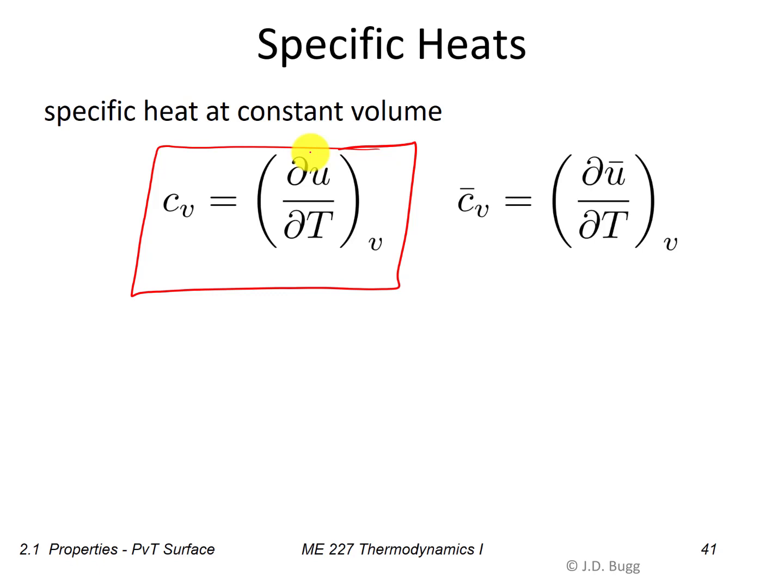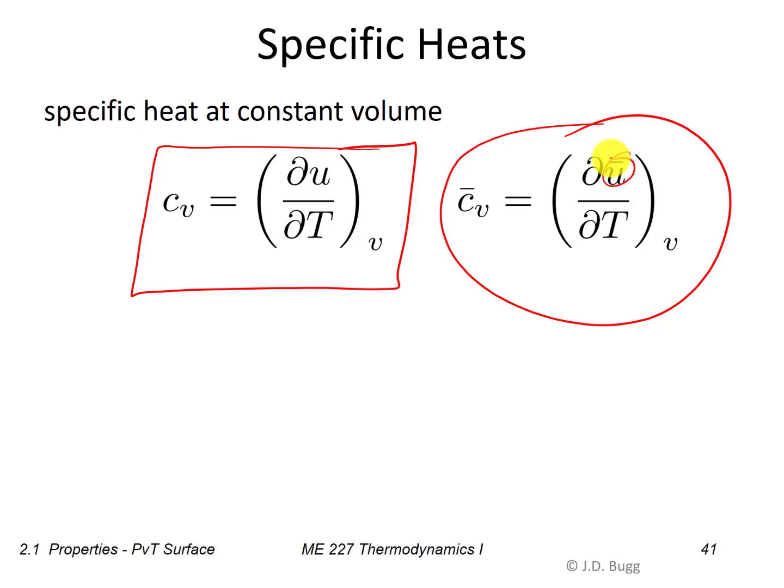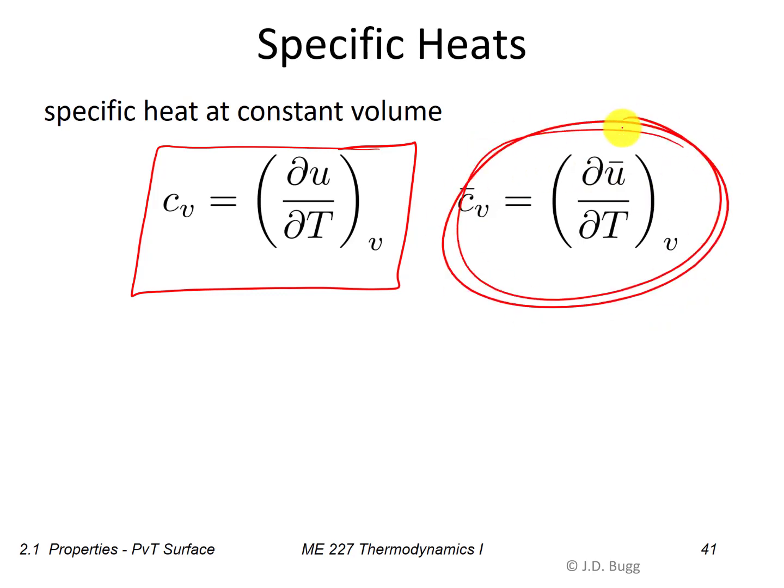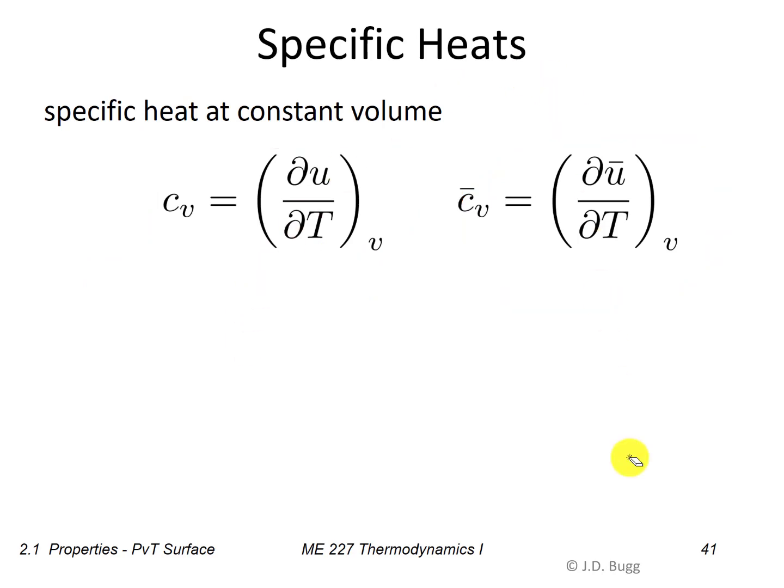This second equation over on the right is really exactly the same equation over again. Notice what the difference is. We just have a bar over top of the U, which means that's a molar specific internal energy, and if we have a bar over top of the U, that means there's a bar over top of the C as well. So this equation is on a molar basis, this one is on a mass basis. So the bar means exactly the same thing as it has with other properties. So that's the specific heat at constant volume, partial U, partial T.